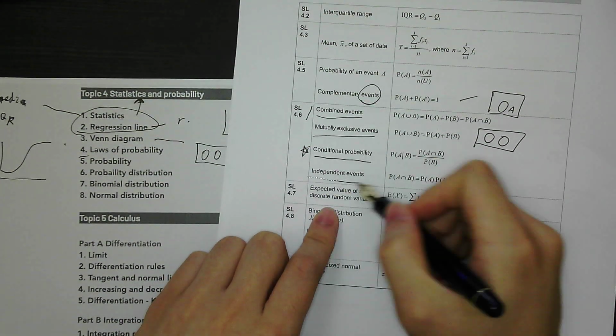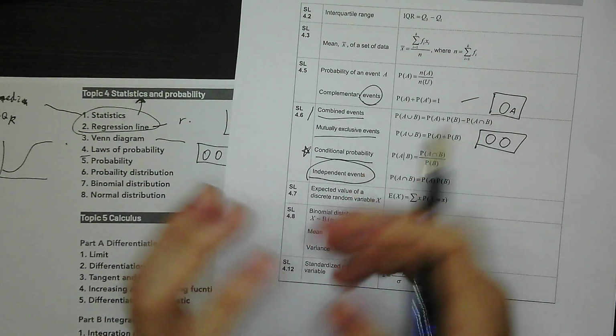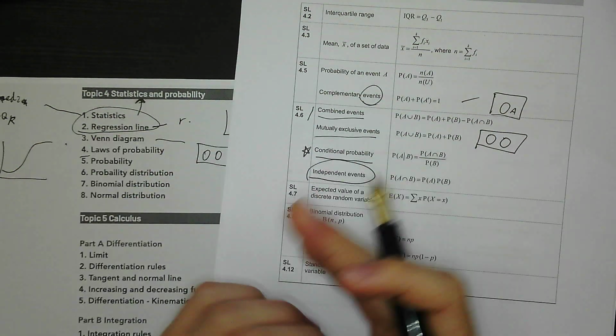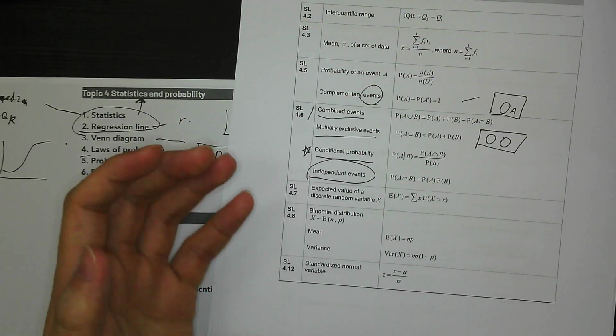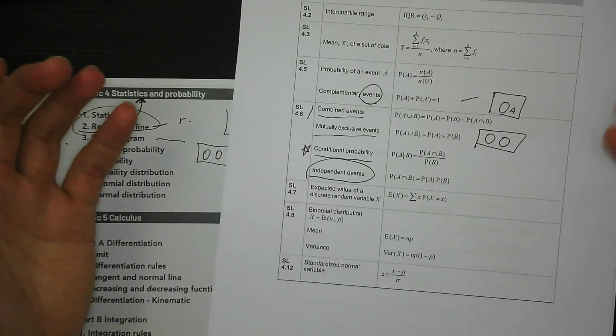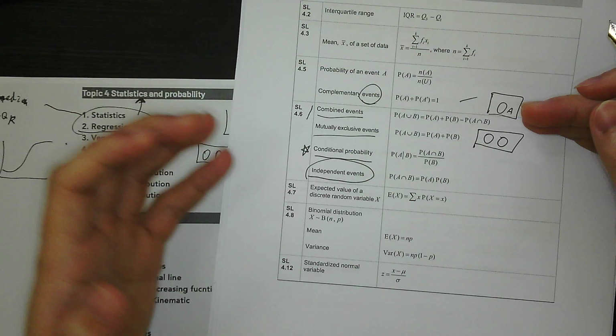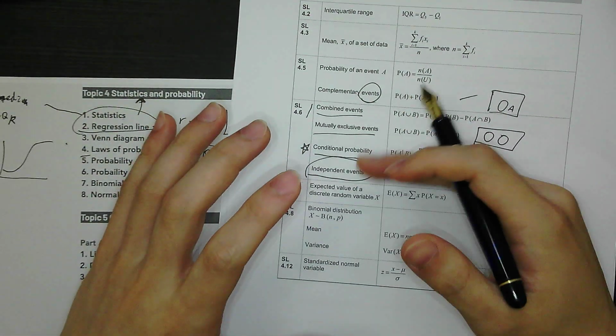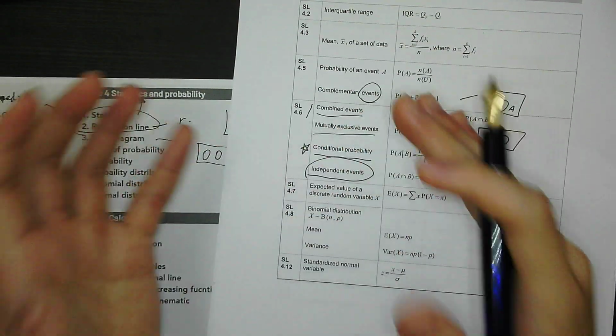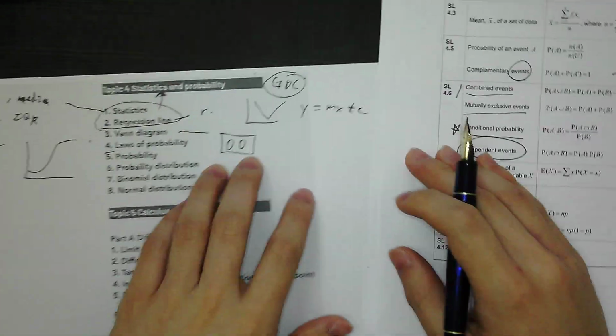Also independent event, that means the 2 events won't affect each other. Let's say throwing a coin and also throwing a dice. So getting a head of a coin is 1/2, but getting a number 1 face down of a dice is 1/6. They won't affect each other. So that's called an independent event.